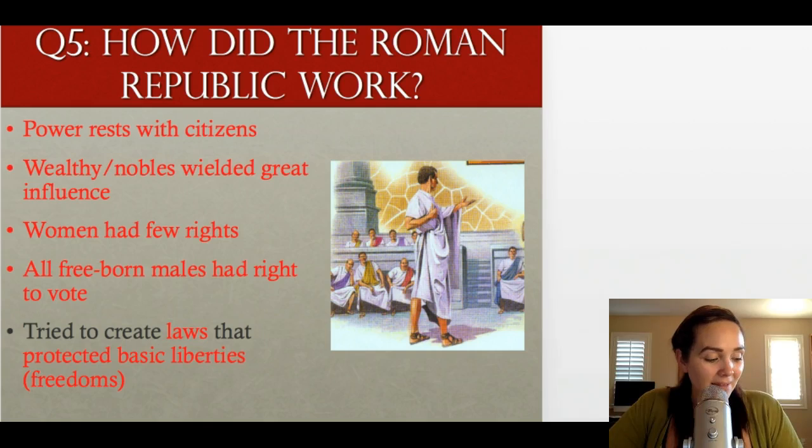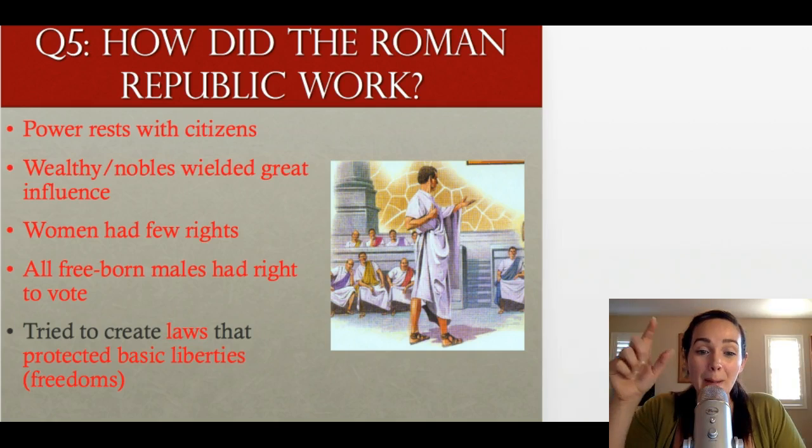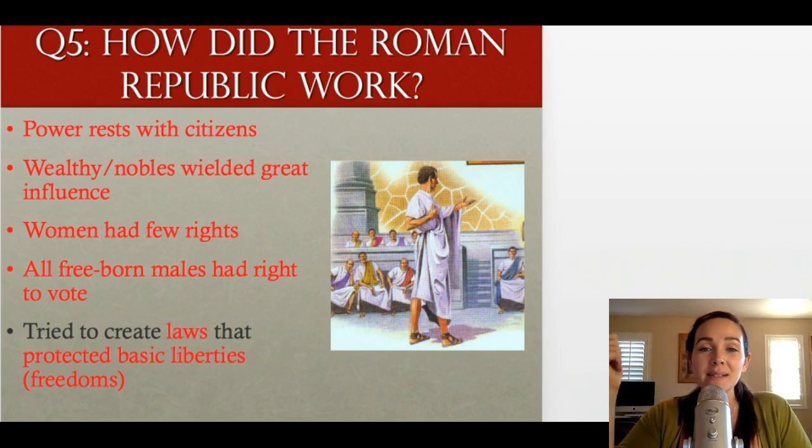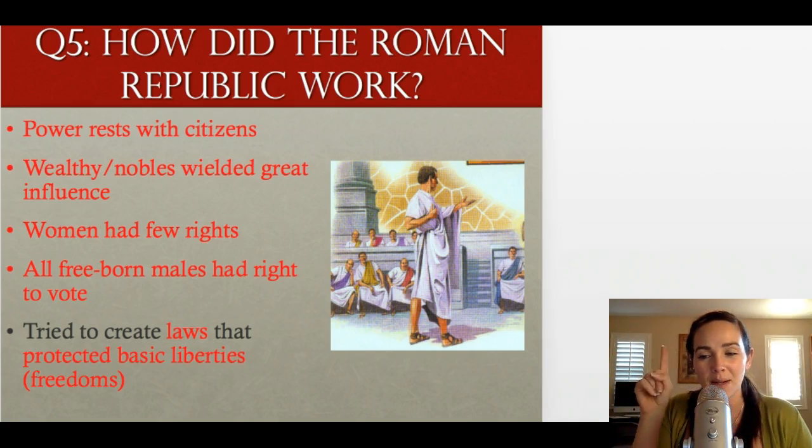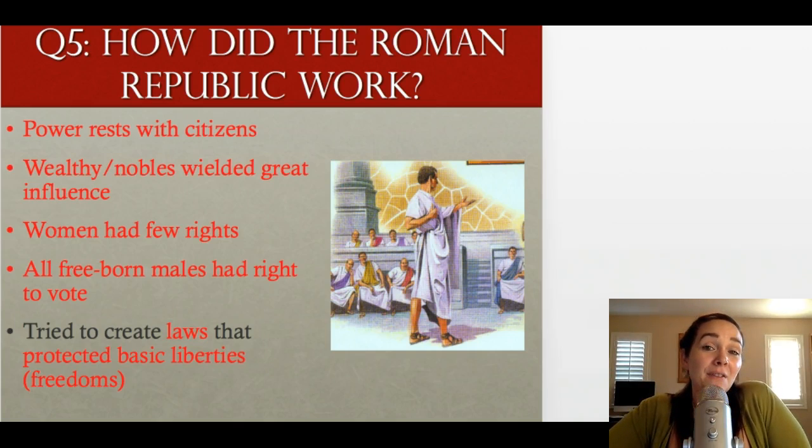Number 9, list at least 3 facts about how the Roman Republic system worked. So you want to pick 3 of these things and write them down. You smarty pants out there will combine bullet points. For example, the power rests with citizens and males are the ones that vote. I just took 2 bullet points and made them 1 fact. All right. So I'm going to stop there for this part of our lecture, and you can see the second part of the lecture in part 2 of our PowerPoint.